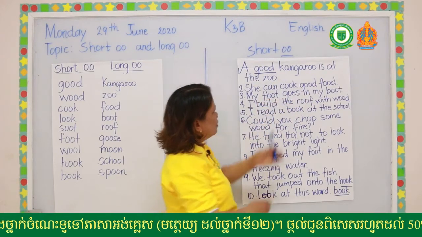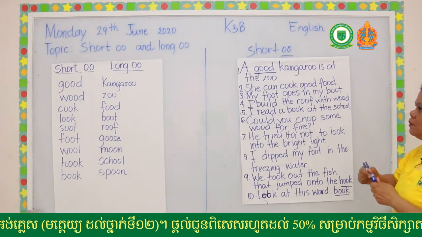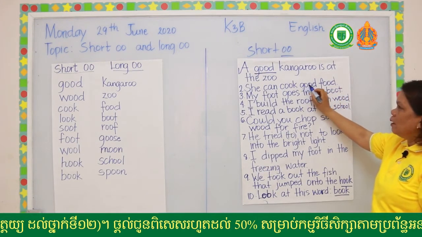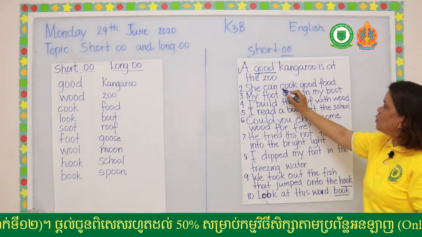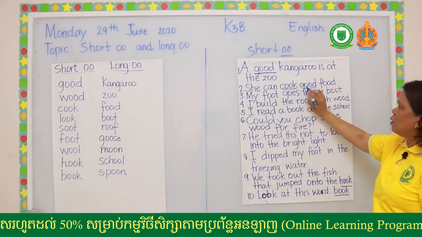Number 2, she can cook good food. She can cook good food. Okay? Food is long sound. Cook and good, they are short O.